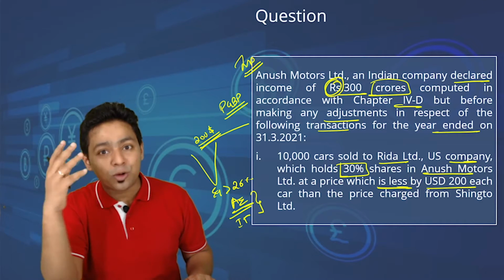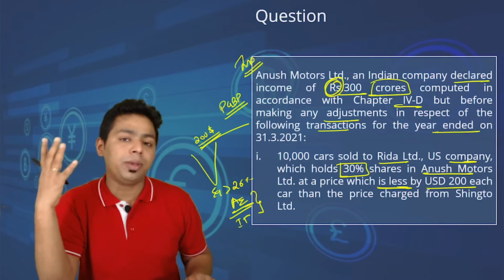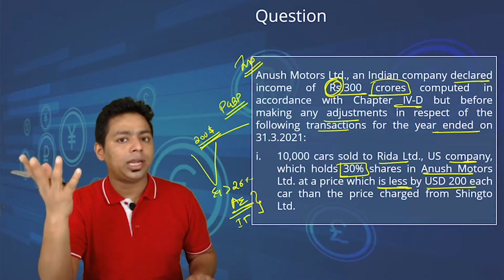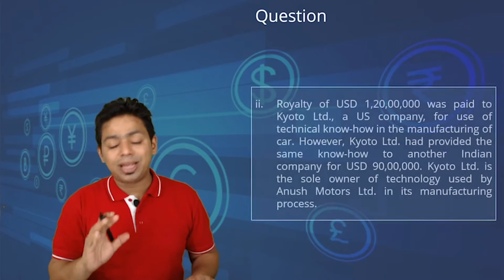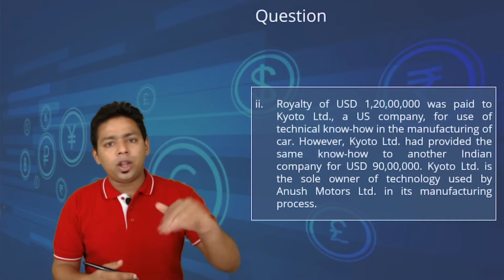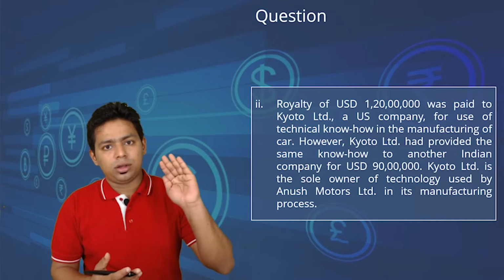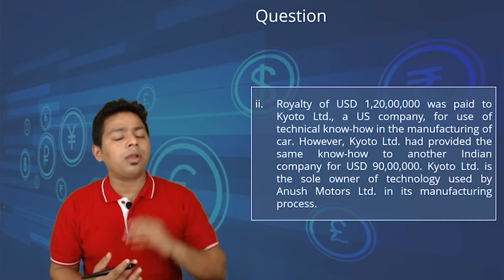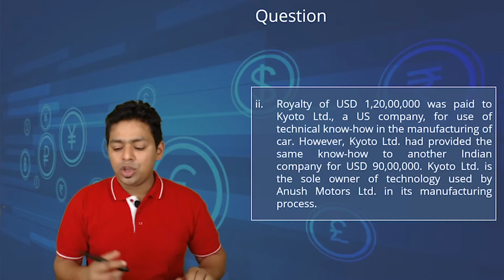You cannot write data in rupees. 300 crore will be a very big number. So we have to convert all the data into crores. Remember that. That's a mathematical mistake that we people usually make. So here we are going to add 200 dollars per car, multiplied by 10,000 cars, multiplied by the foreign exchange rate.